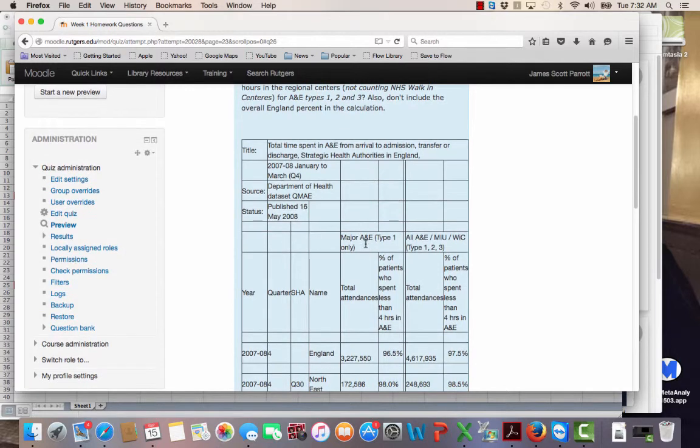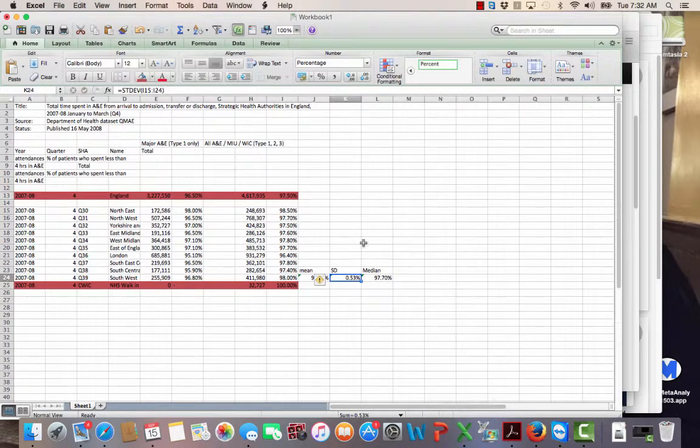So what I did is I just copied the information here and pulled it into Microsoft Excel. Because I know from the get-go I'm not interested in either the overall England scores or the walk-in scores, I just highlighted those in red to signal, Scott, don't use those numbers. And then, following the question, what I'm interested in is the average percent. So I'm not interested in the actual raw numbers. I'm not interested in anything over here.